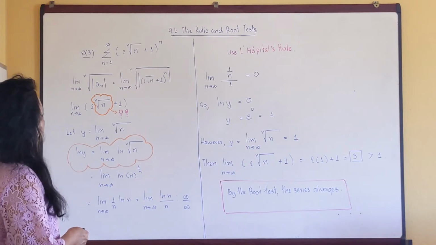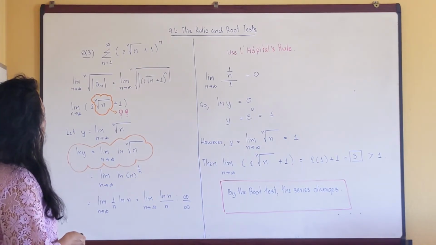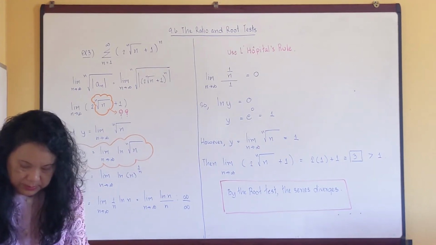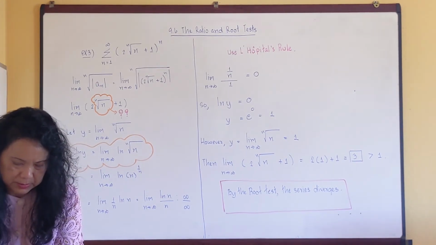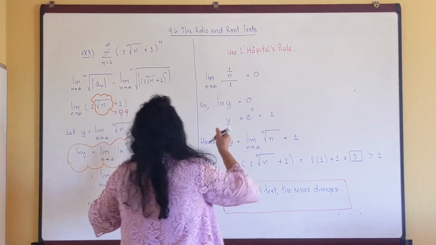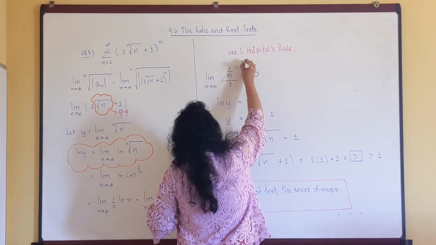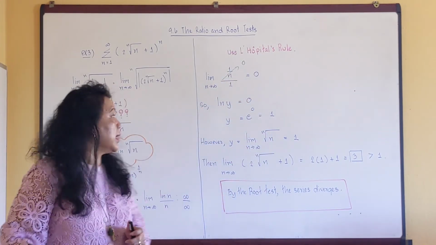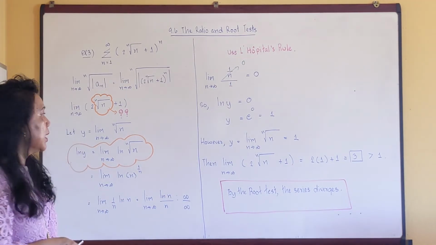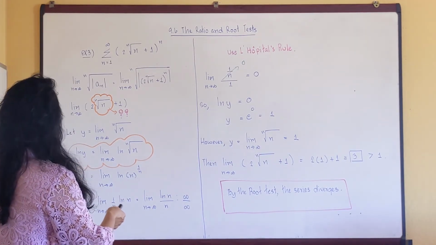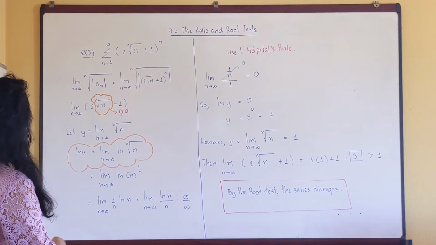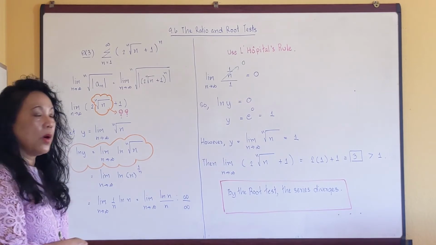Now as n goes to infinity, my numerator will go to 0. So 0 over 1 is just 0. So we get this whole thing equal to 0. So we start from ln y. ln y is equal to 0.